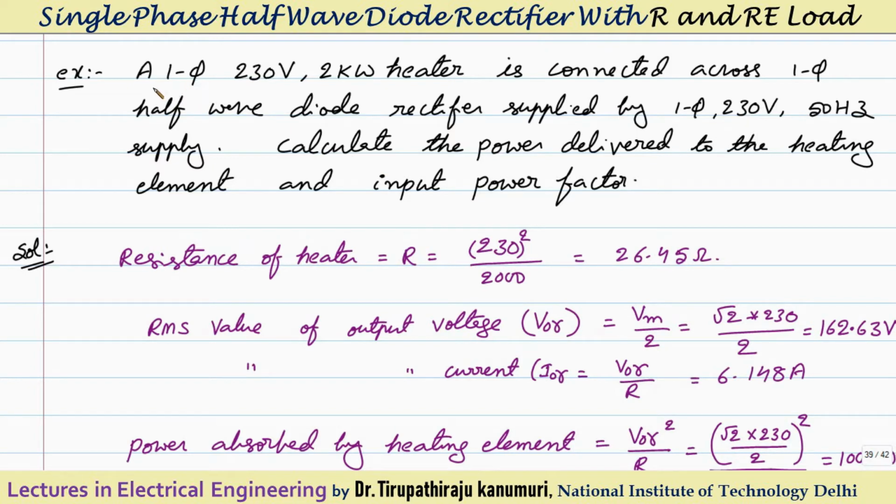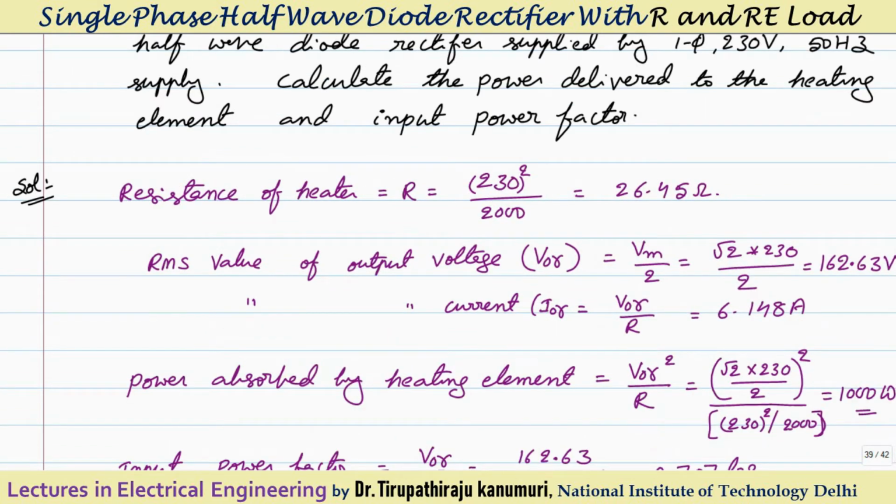Now let us take one example to clarify this. A single phase 230 volts 2 kilowatt heater is connected across a single phase half wave diode rectifier supplied by a single phase 230 volts 50 Hz supply. Calculate the power delivered to the heating element and the input power factor. So they are asking for the input power factor and how much power is delivered to the heating element.